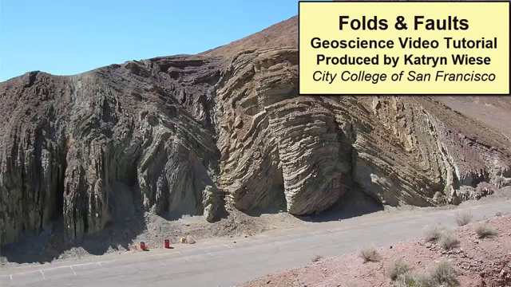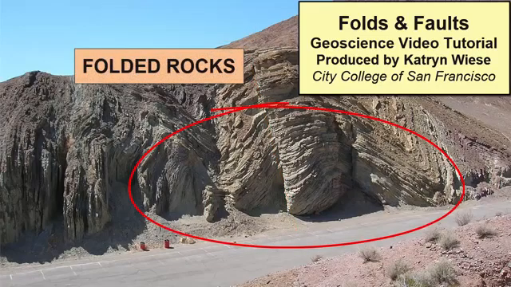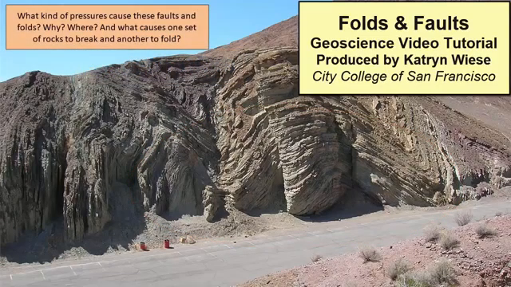When we observe rocks around the Earth, we can often see surfaces along which rocks have broken and moved, surfaces we call fault planes. Or we can see layers of rock that have folded. What kind of pressures cause these faults and folds? Why? Where? And what causes one set of rocks to break and another to fold?